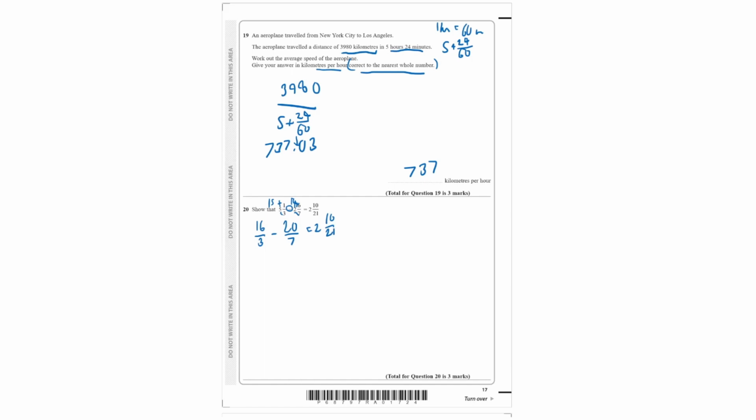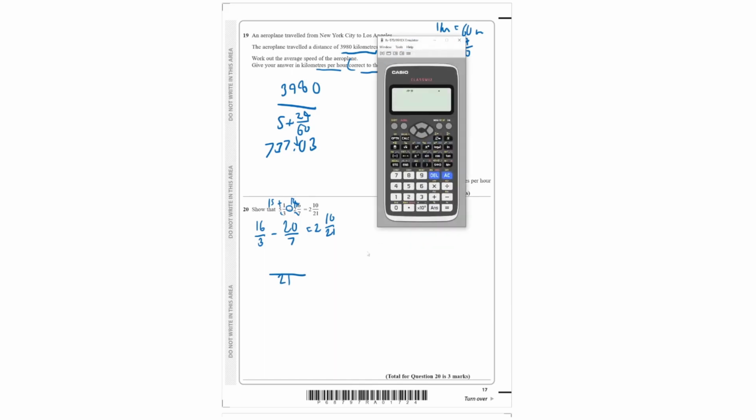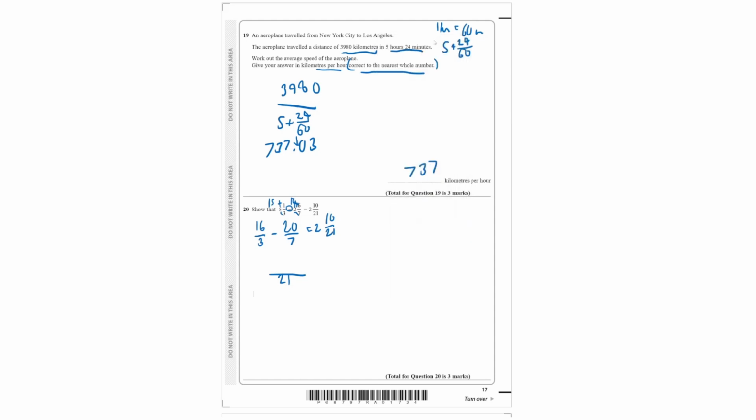Since they don't have the same denominator, we can't subtract here. We first have to find the LCM. The LCM of 3 and 7 is 21. 21 divided by 3 is 7. And we can use our calculator here. So we have 7 times 16, which gives us 112. So we have 112.